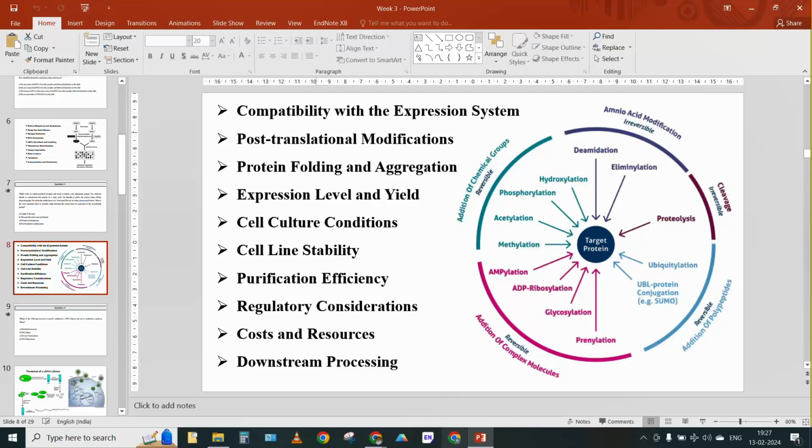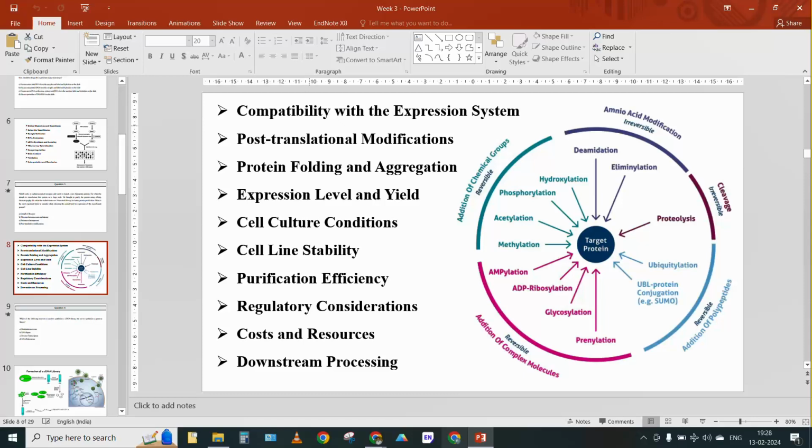So we'll go one by one. We'll start with compatibility with the expression system. First, he'll choose an expression system that is compatible with the cloning and expression vectors available in the pharmaceutical company. The common expression systems include bacteria, yeast, or mammalian cells. And the next step is post-translational modification. So in this phase, the N-terminal His tag protein purification has been done.